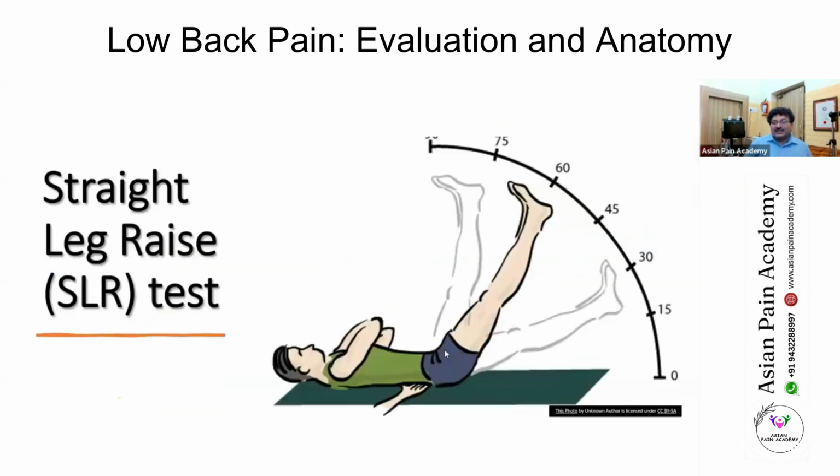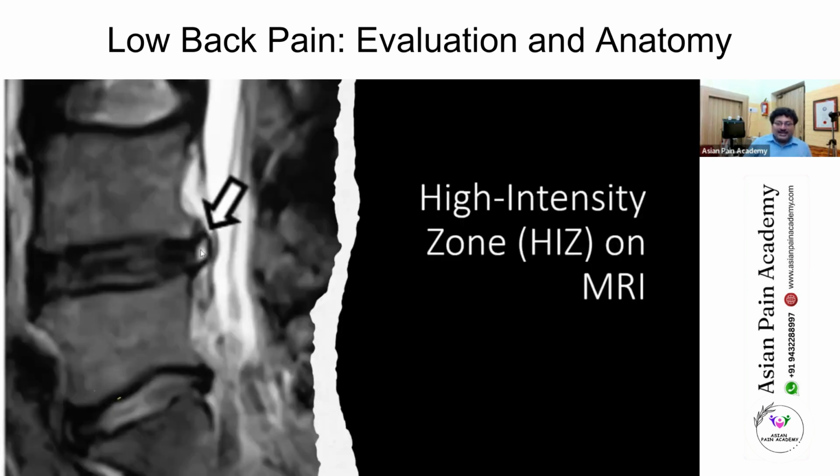So SLR is a test for radiculopathy. Whenever we ask the patient to raise the angle of the leg, and within around 60 degrees the pain of the limb appears, it is known as SLR positive, and it is usually found in radiculopathy. A high intensity zone is a pearly white spot in the posterior part of the annulus. When it is seen, it could be suggestive of discogenic low back pain.